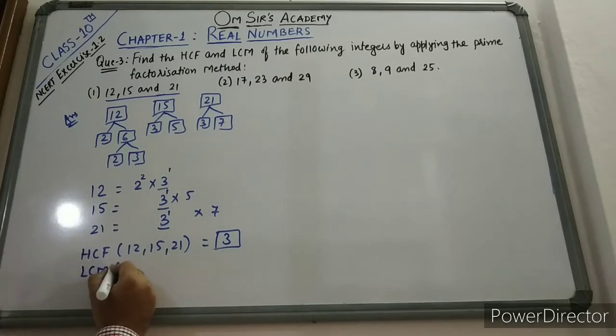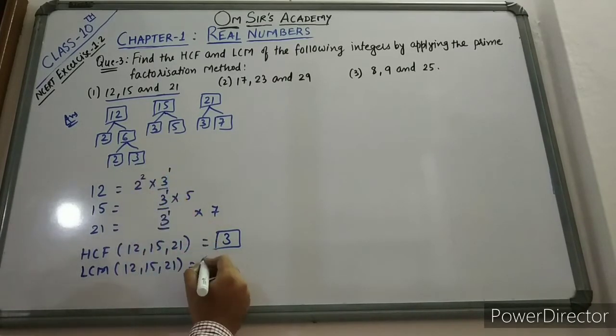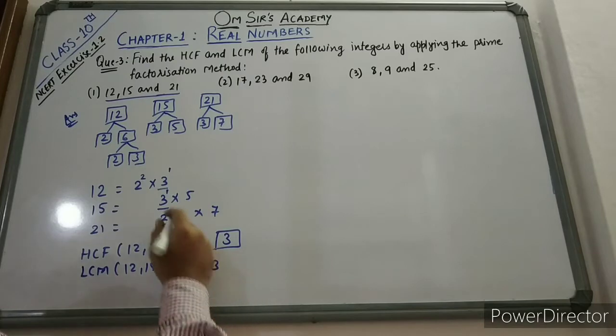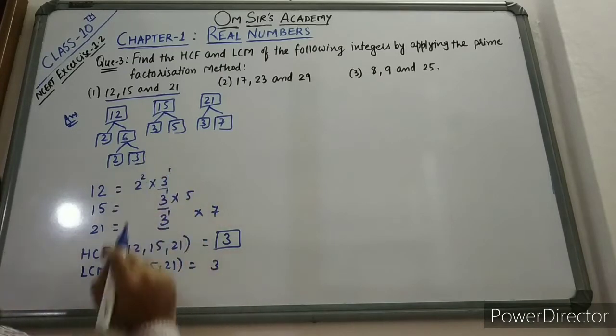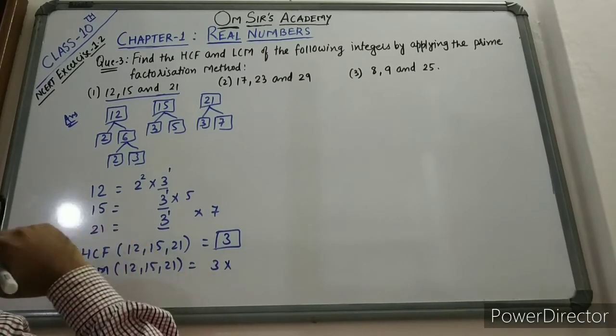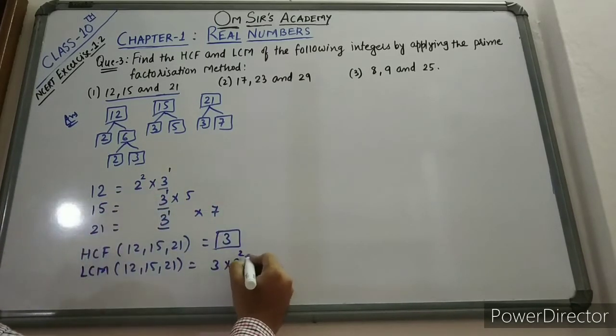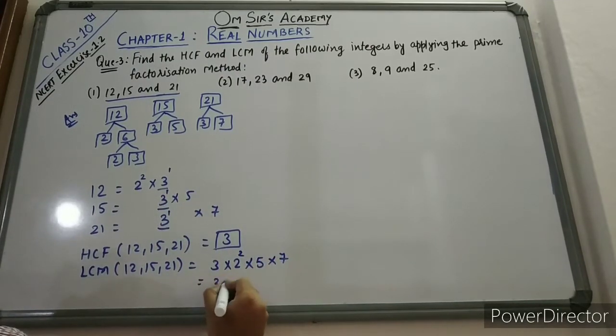Now LCM. The LCM of these three numbers will be, first take the common factor with the highest power. That will be the same number, 3 raised to 1. The highest is 1 and the lowest is also 1 for the common factor. So 3 raised to 1 into the uncommon factors. The uncommon factors left are 2 squared into 5 into 7. So 3 into 2 square, which is 4, into 5 into 7.